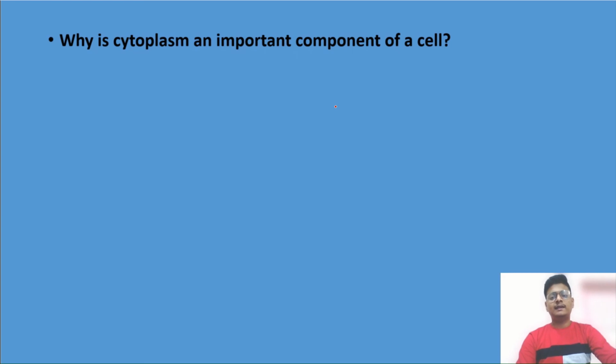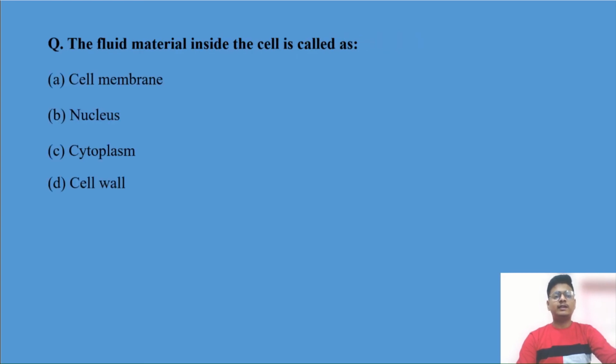So now let's see a question. The fluid material inside the cell is called as A. Cell membrane, B. Nucleus, C. Cytoplasm, or D. Cell wall. So the answer will be cytoplasm.